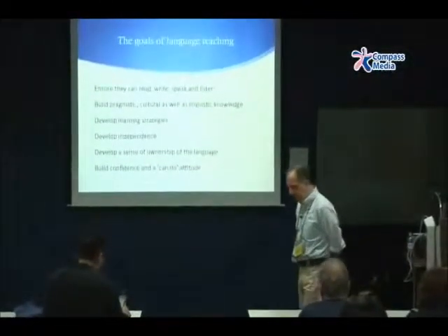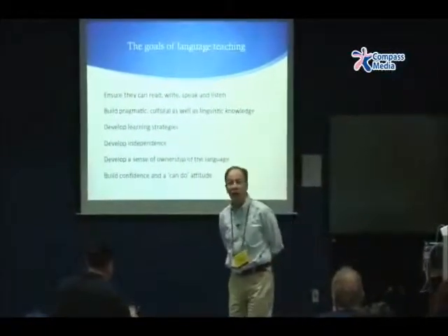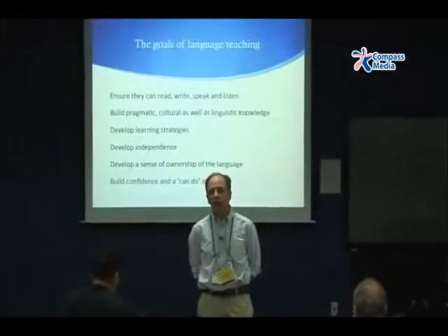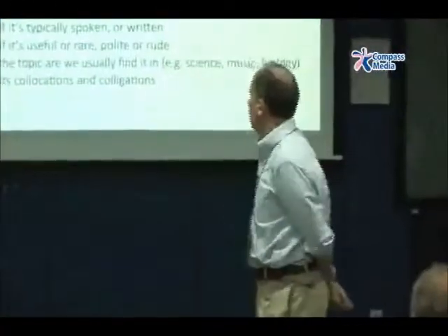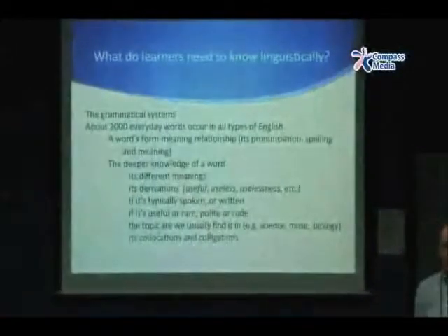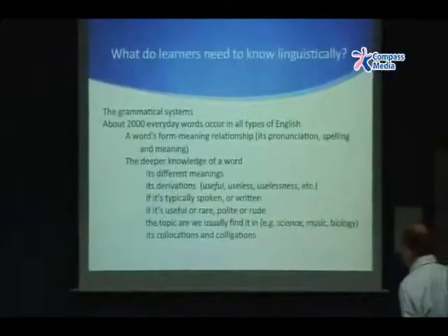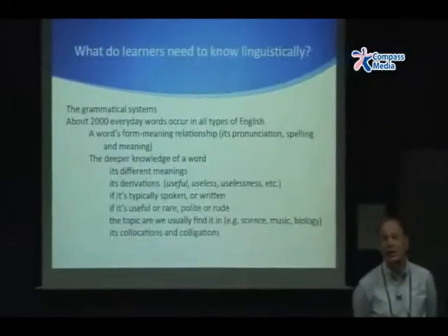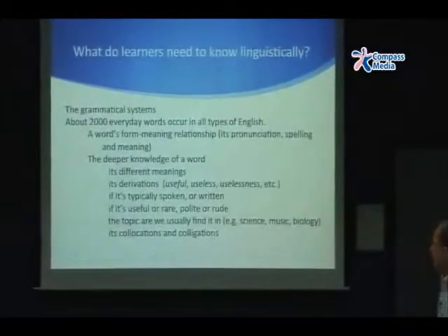That is, they feel that when they pick up a book, they can actually do the reading, rather than feel, oh my God, I can't do this, I'll try and struggle through. So what do learners need to know linguistically? Well, the grammatical systems, of course, that's obvious. From a vocabulary perspective, about 2,000 everyday words occur in all types of English. We might call these general service words.